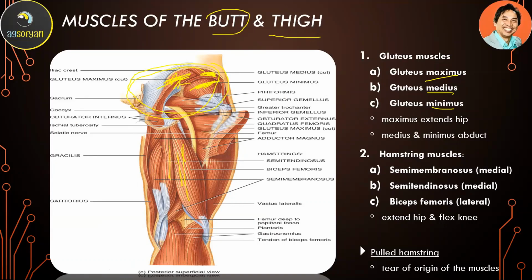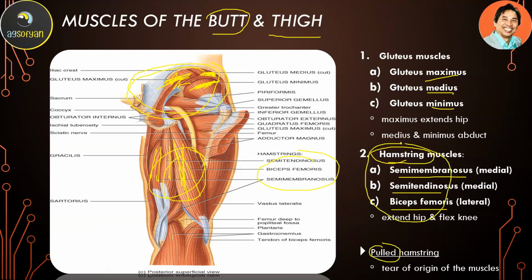Hamstring, these are the muscles on the back of your thigh. They consist of semimembranosus, semitendinosus, and biceps femoris. All of these muscles in the same group are called the hamstring muscles. Again, some people have what we call a pulled hamstring. This is actually happening in this group of muscles, with pain on the back of our thigh.